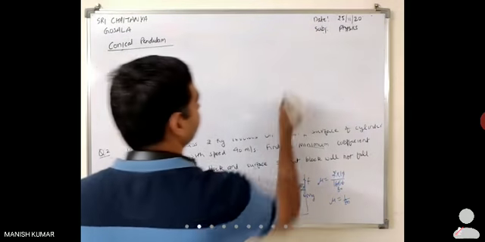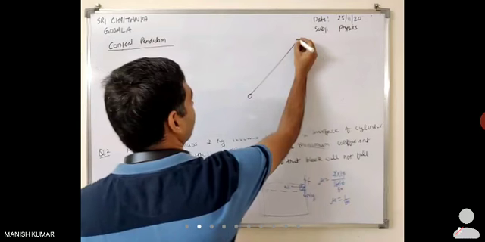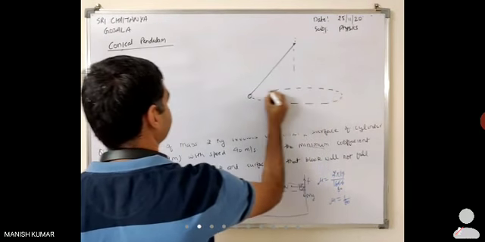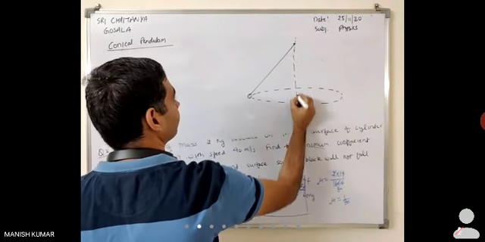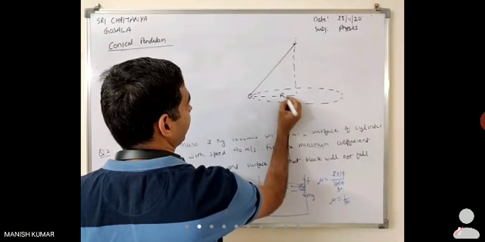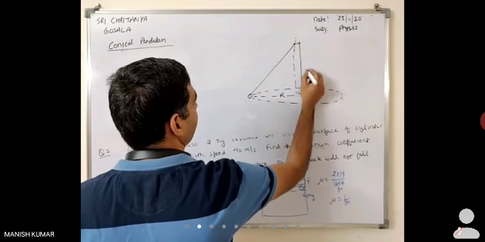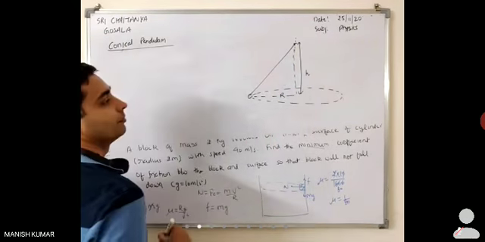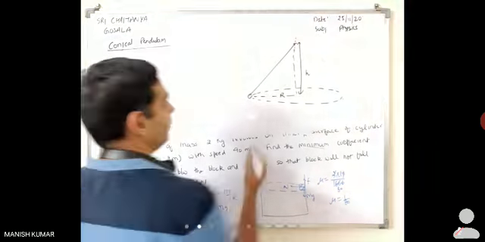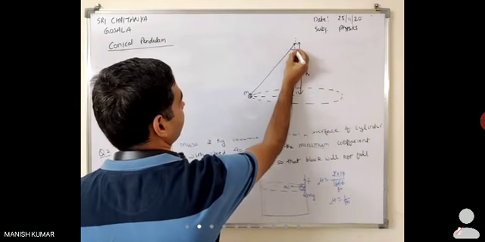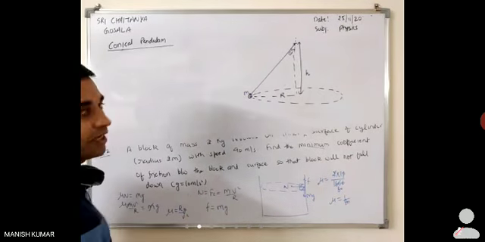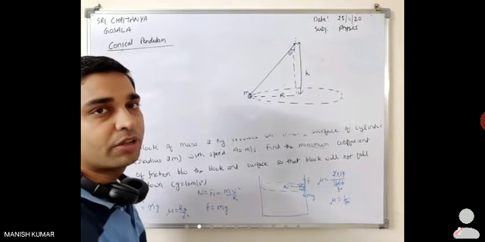So let's say there is a particle and you are revolving the particle from some fixed point. So it will revolve like this. Let's say this is the radius of the circle R and this particle is at a height of h. Mass of the particle is m. This angle, let's say theta. Now can you tell me what is the motion of the particle?